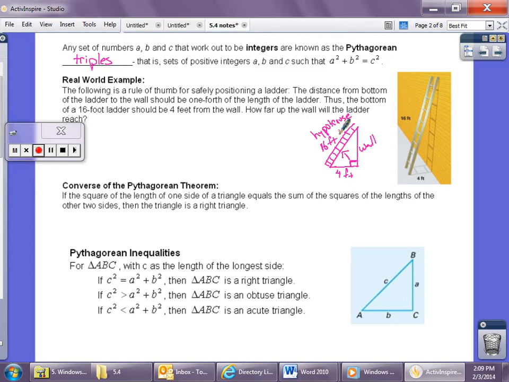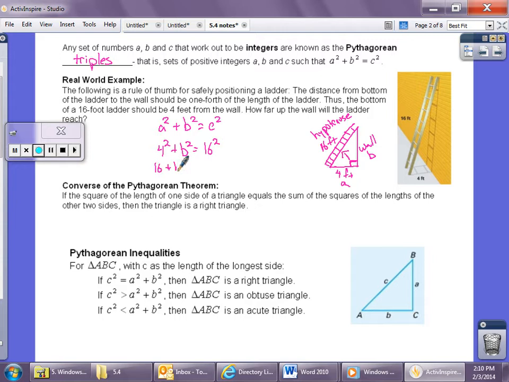So hypotenuse is letter C. So we have a squared plus b squared equals c squared. Well, we have our A and our B. So we have 4 squared plus B squared equals the hypotenuse, which is 16 squared. And now we can easily calculate this.